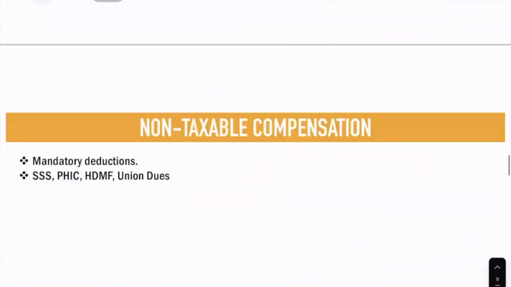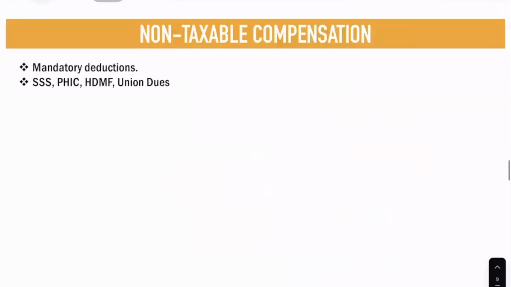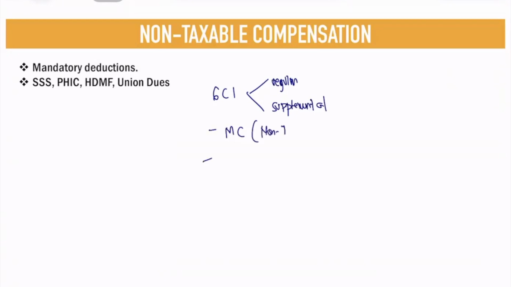Next, we have your non-taxable compensation. So what are your non-taxable compensation? These are your different mandatory deductions. We have your SSS, PhilHealth, HDMF, and union dues. We already discussed this earlier. What is the effect? On your gross compensation income, which is composed of your regular and supplemental income, you deduct your mandatory contributions. And again, these mandatory contributions are considered non-taxable compensation. And again, deduct your exempt compensation to get your taxable.